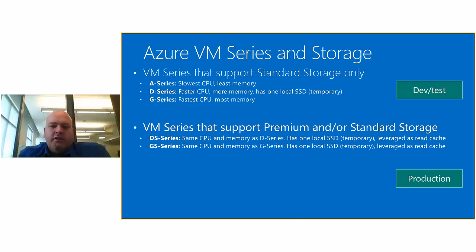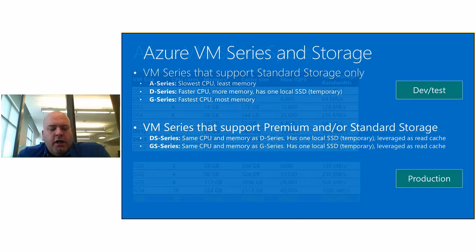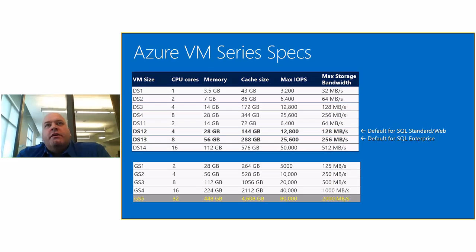If we take a look at some of the specs we have here, what we usually recommend for SQL Server is the DS12 or the DS13. If you look at the cache size there, 144 gigabytes of available local cache or 288 gigabytes. That's a lot of cache.